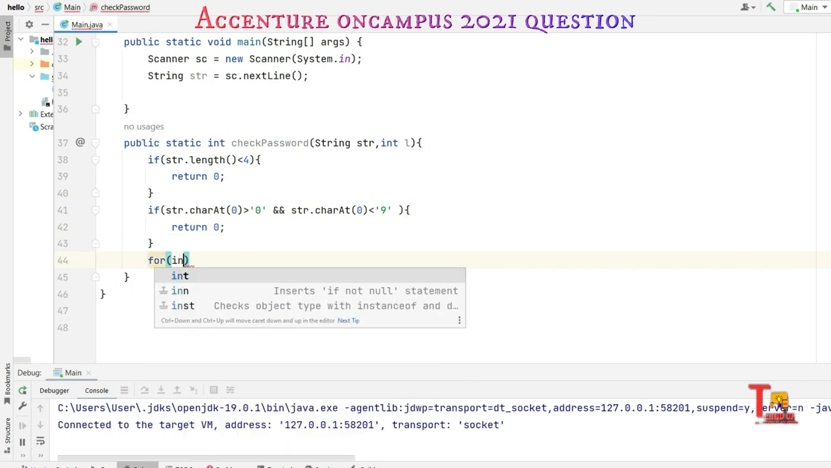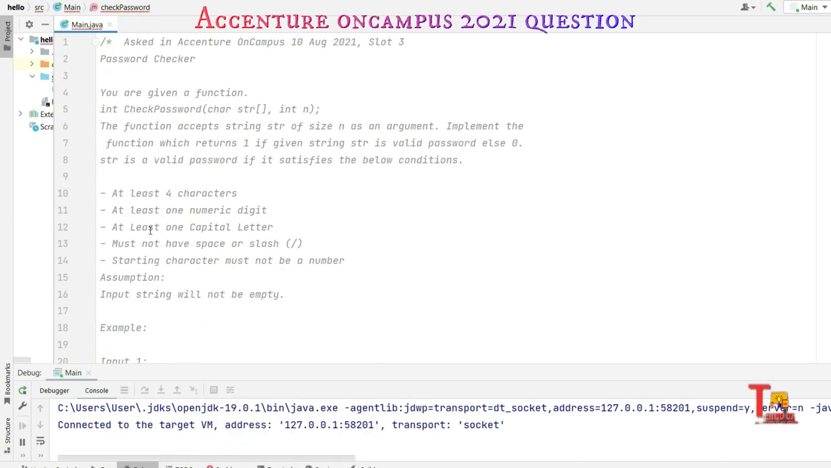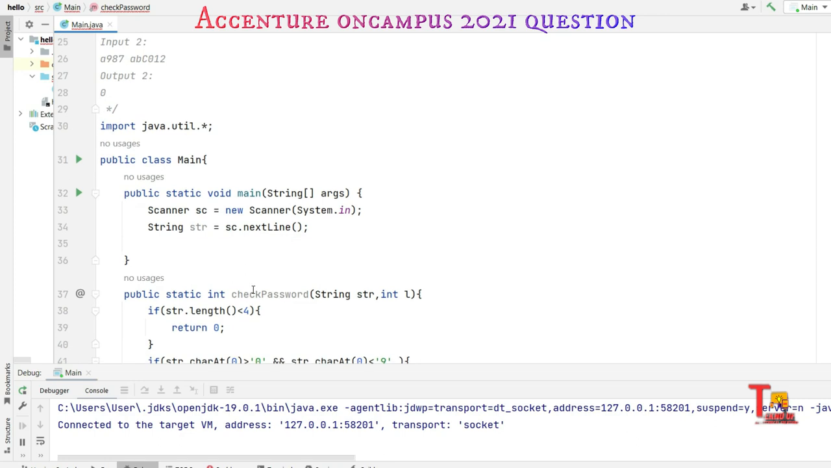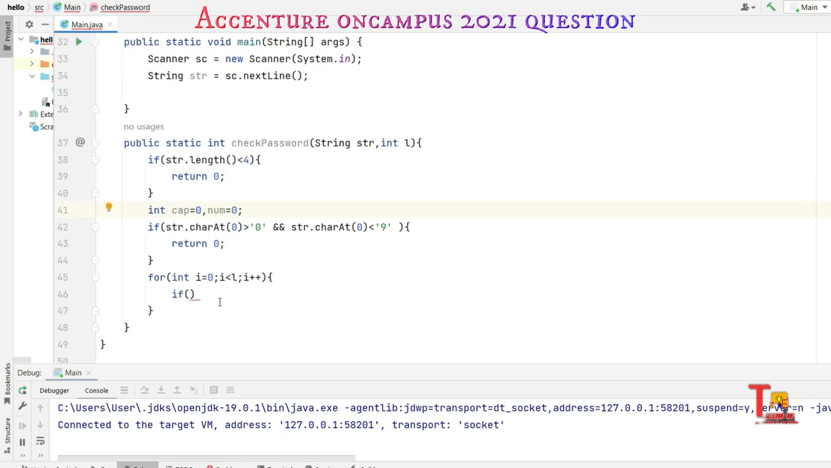Now run a for loop and i is equal to 0, i less than length and i plus plus, and the conditions were at least one numeric digit and one capital letter. That means we have to count the capital and numeric number. So int capital is equal to 0 and int numeric is equal to 0. After that we'll increase or decrease them. So sorry, this must be here.